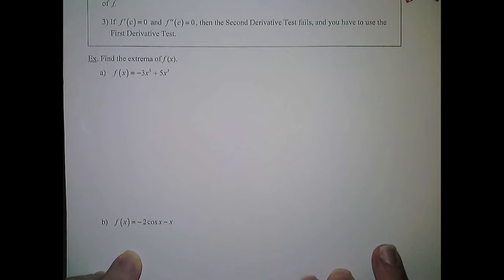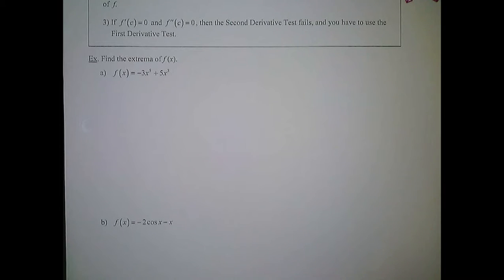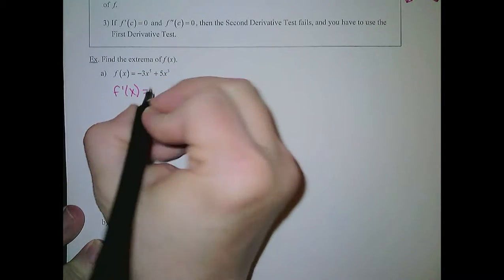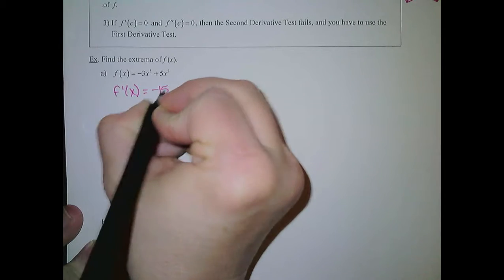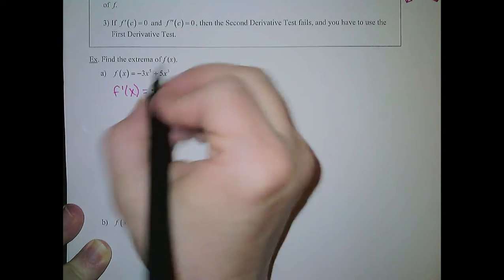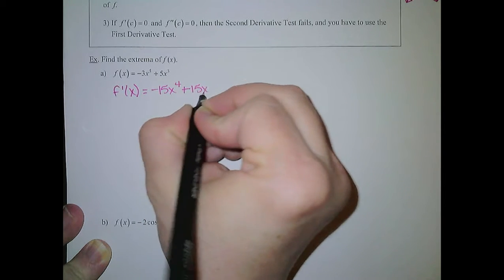We're going to use the second derivative test to find the extrema of f of x, where f of x is equal to negative 3x to the fifth plus 5x cubed. In this problem, we need both the first and the second derivative. So we're going to start with our first derivative. f prime of x is equal to negative 15x to the fourth plus 15x squared.